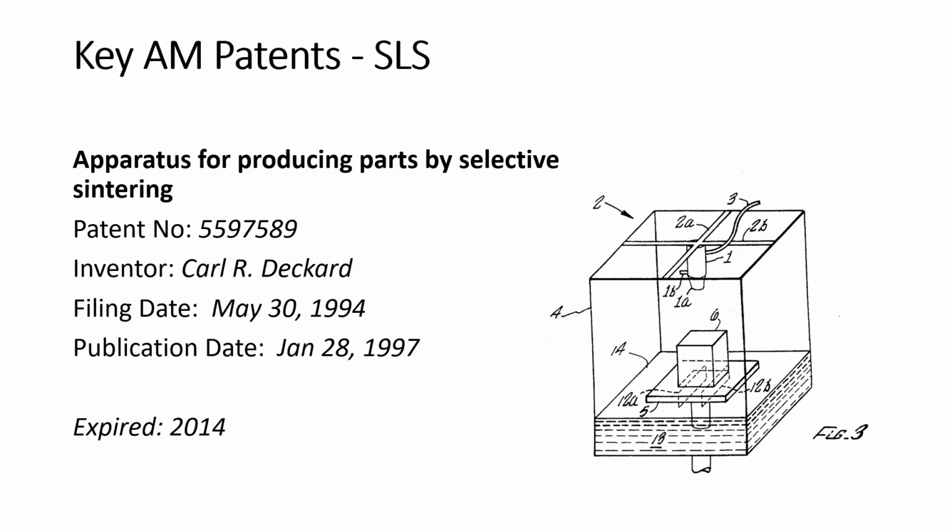The key patent for selective laser sintering. The title is an apparatus for producing parts by selective sintering. The inventor for that was Carl Deckard. He invented the SLS process. The filing date was May 30th, 1994, and it expired in 2014. And so in 2015 and beyond, now we can buy many, many different makers of these selective laser sintering machines.